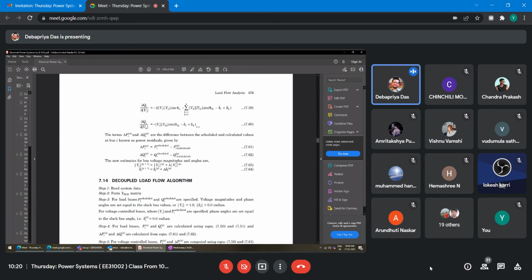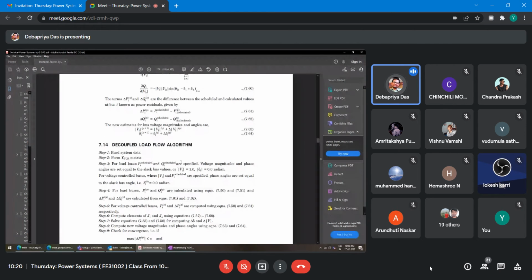This looks very simple, right? The only thing is that you have to write a few lines of code. So first thing is you have to read system data. System data means you have to read the RX values, load values, many things which are beyond the scope, right? Then load data, then slack bus voltage, slack bus angle, PV buses, if voltage magnitude is specified, all these things you have to read.